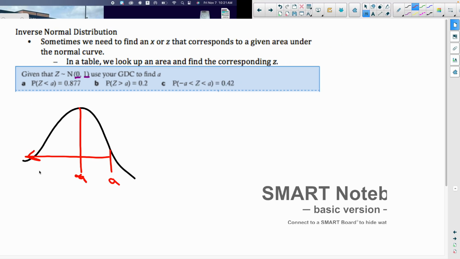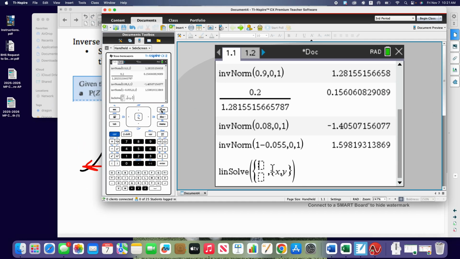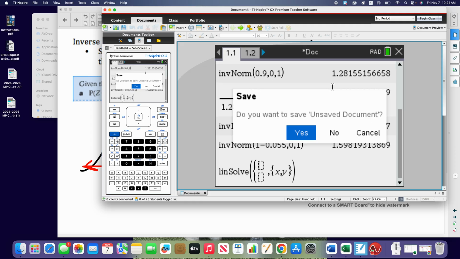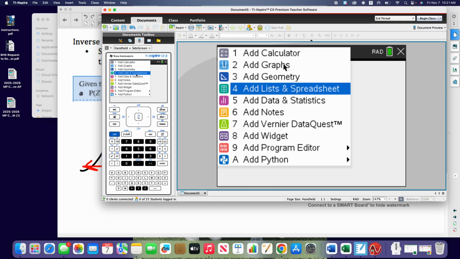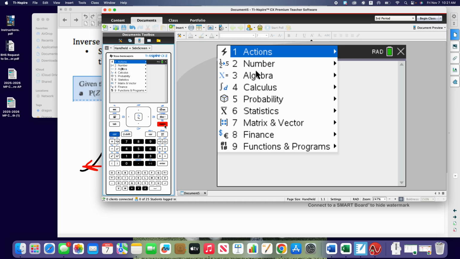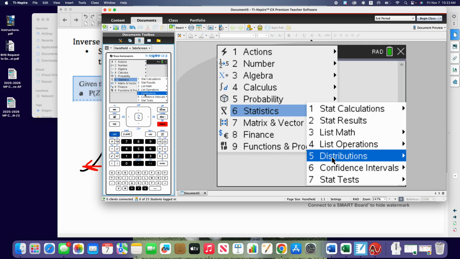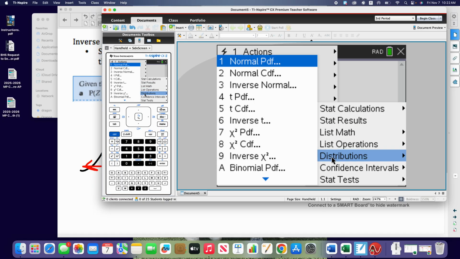So if I go to my calculator, I'm going to go on and new. I'm going to start fresh in this class. I'm just going to go add a calculator. The spot that we've been the last couple days is in menu, and it's either probability or statistics, and we're going to distributions. Either way you want to get there. Yesterday we talked about number 2, which was normal CDF. Today you see it, it's number 3, it's inverse normal.